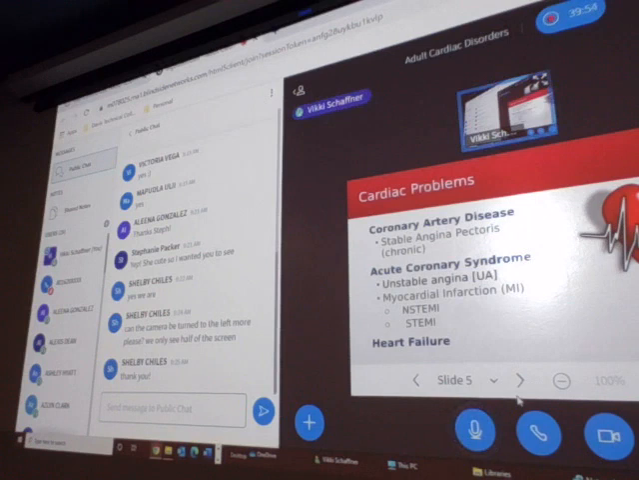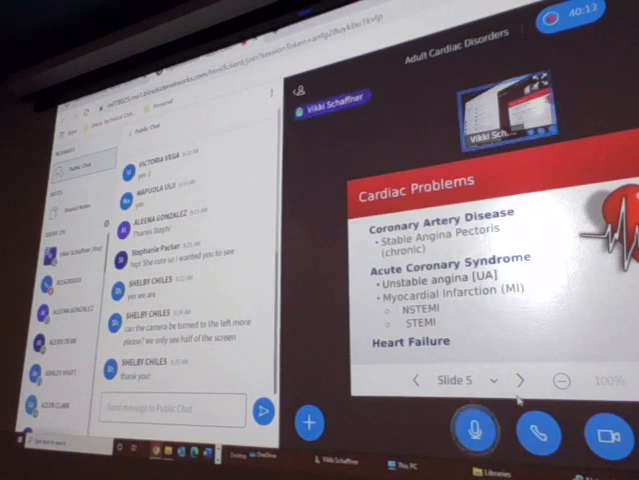So basically, the thing about it is that with unstable angina, you have a greater frequency of events that happen. It can occur at rest, or it can occur with activity.